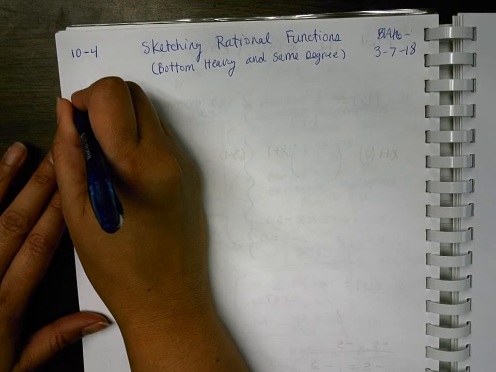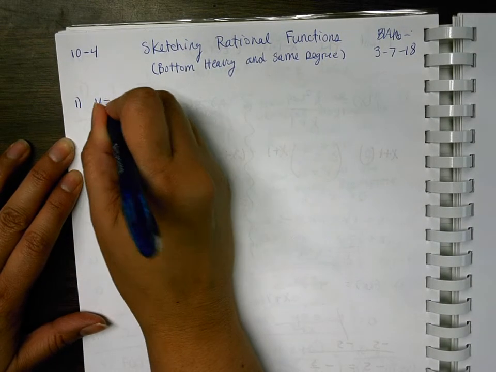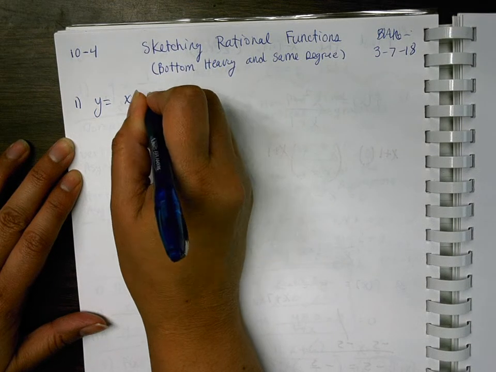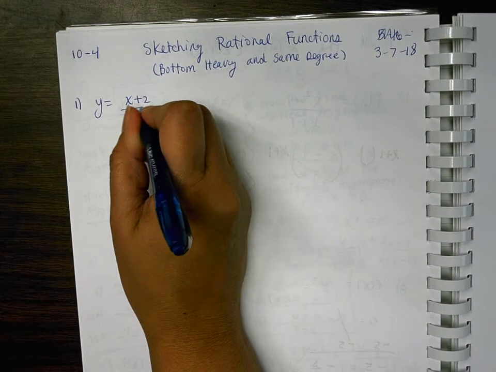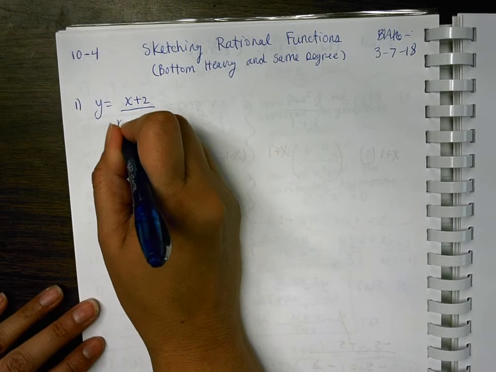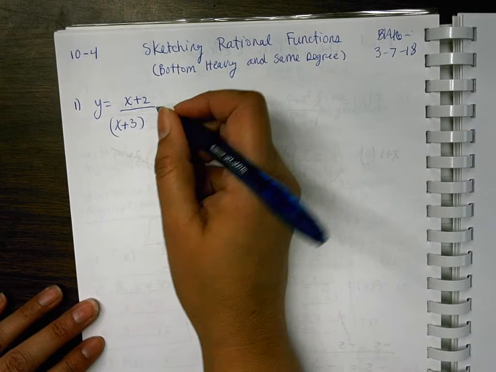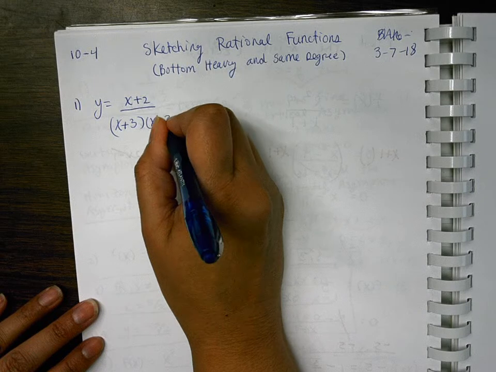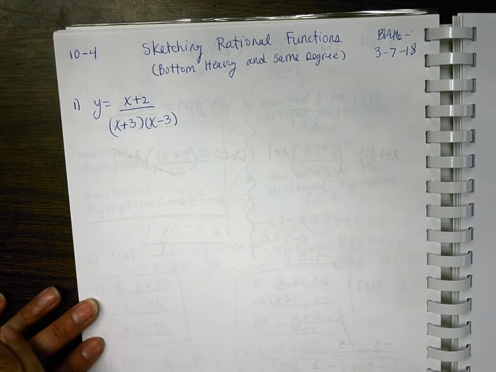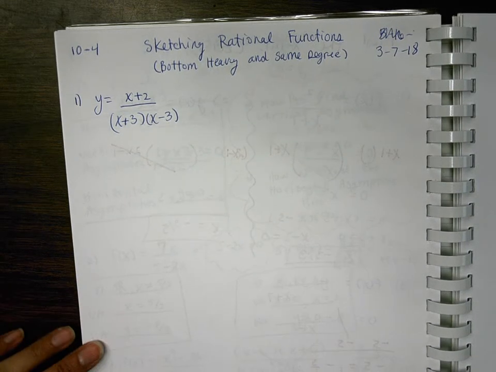Number 1. y equals (x plus 2) over (x plus 3)(x minus 3). And that's it for now.